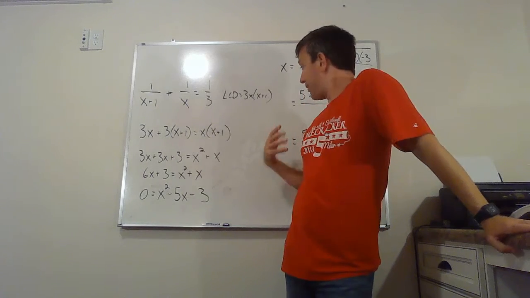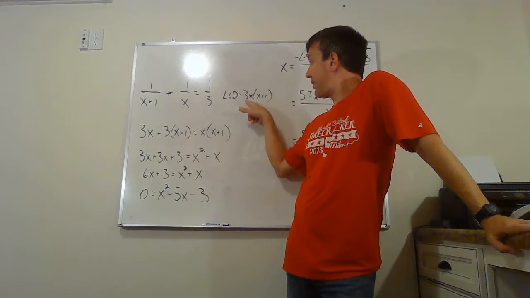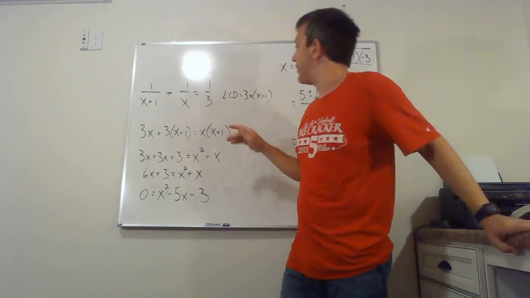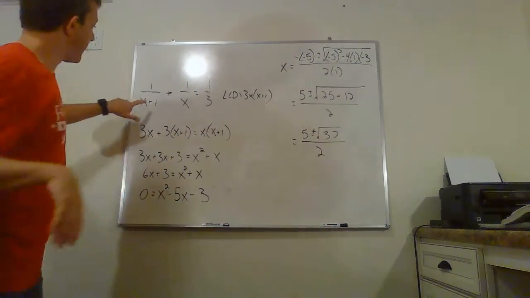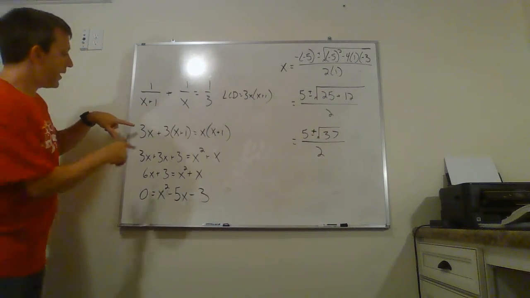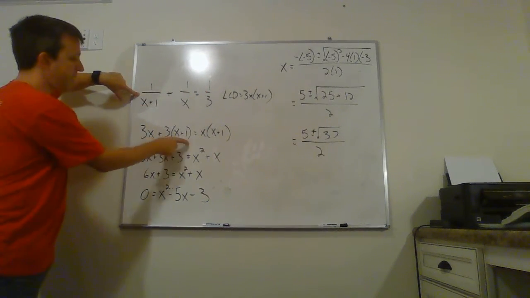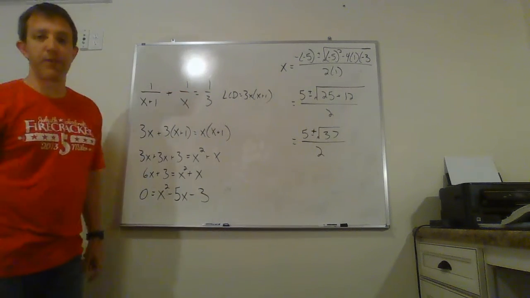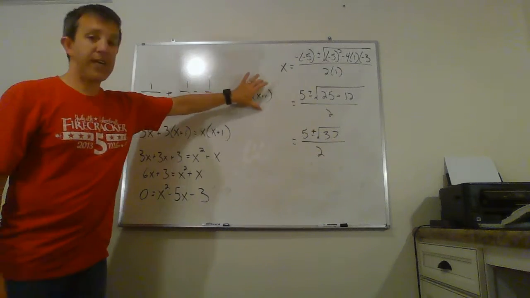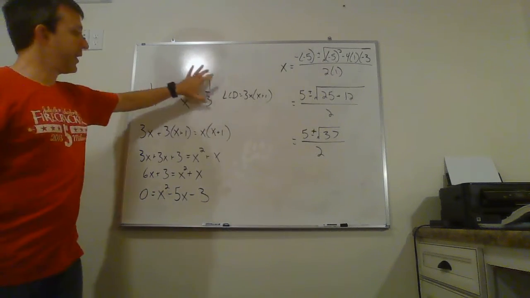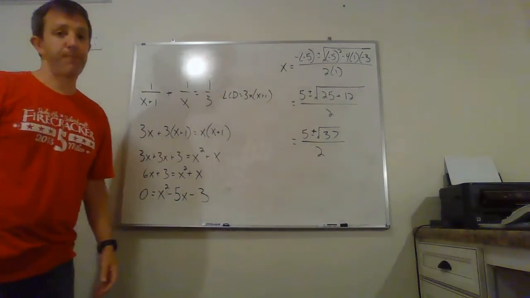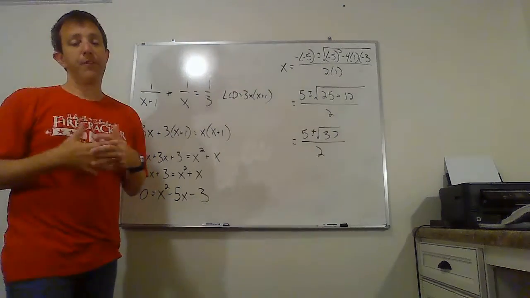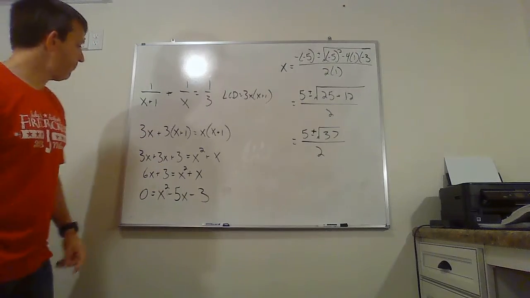So I kind of did it quickly. The LCD here is 3x times x plus 1. Right? We just did this kind of stuff, so hopefully you remember how to do it. I went back and I multiplied all 3 of these, and I got 3x for the first fraction, 3 times x plus 1 for the second, and x times x plus 1 for the other side. So remember, we're taking this common denominator and we're multiplying it to wipe out all those fractions. So I kind of took a shortcut there and didn't write down that work. If you need to, go back and do that multiplication.